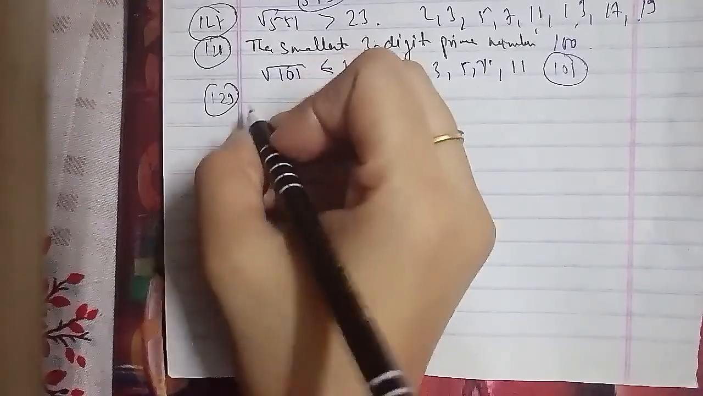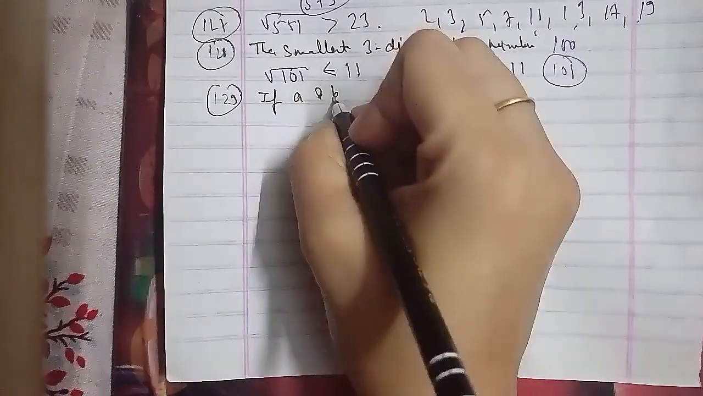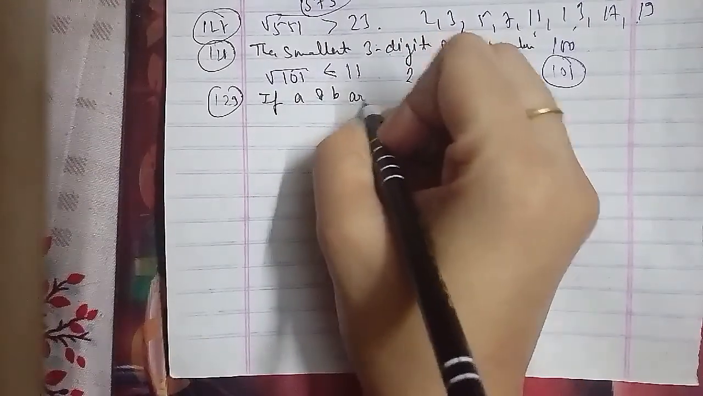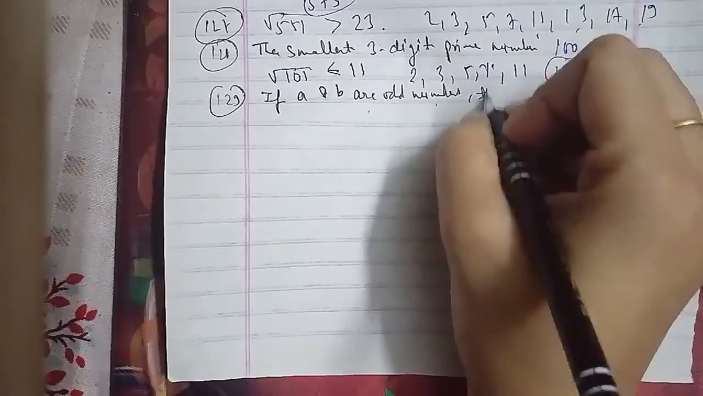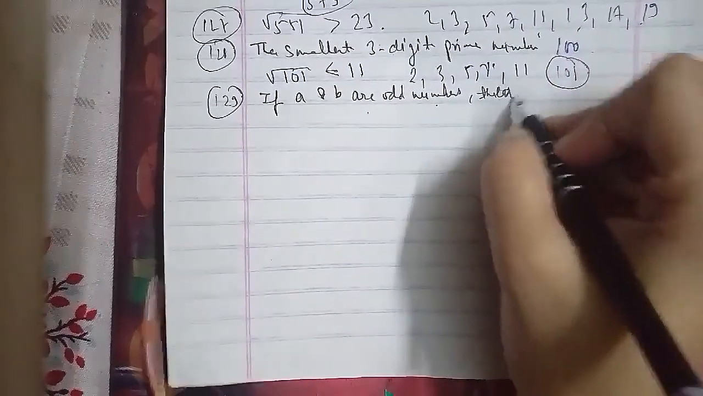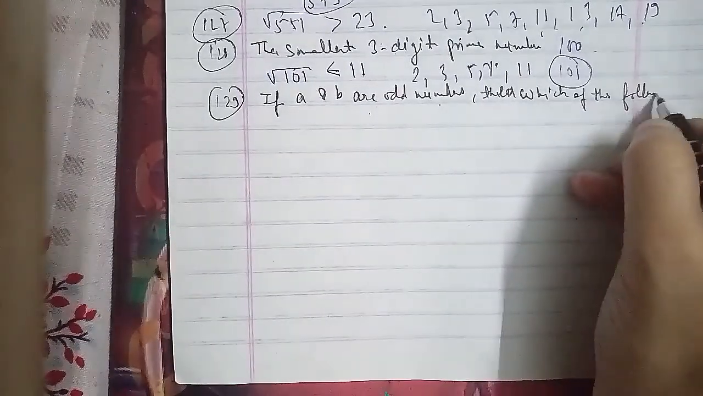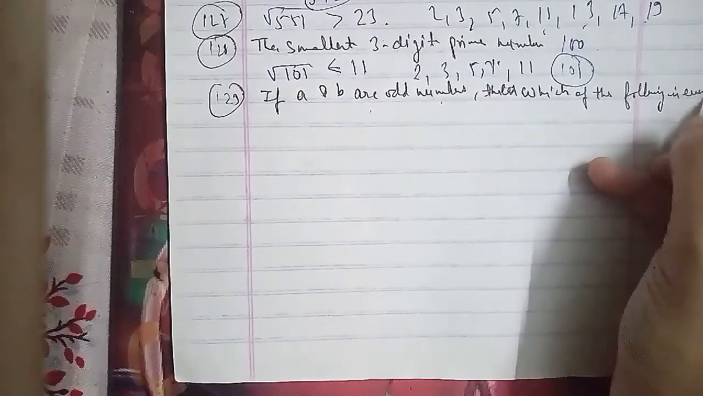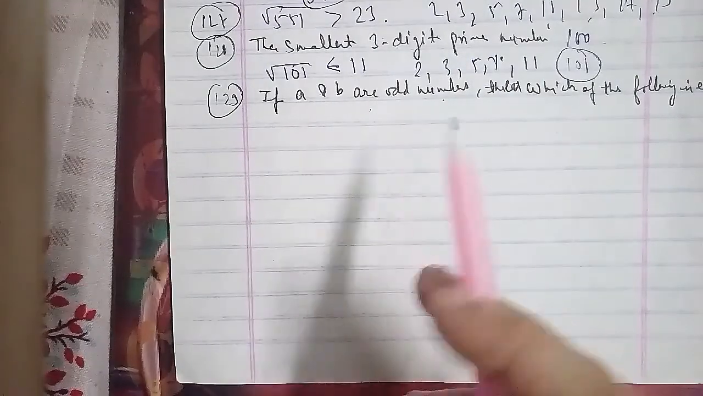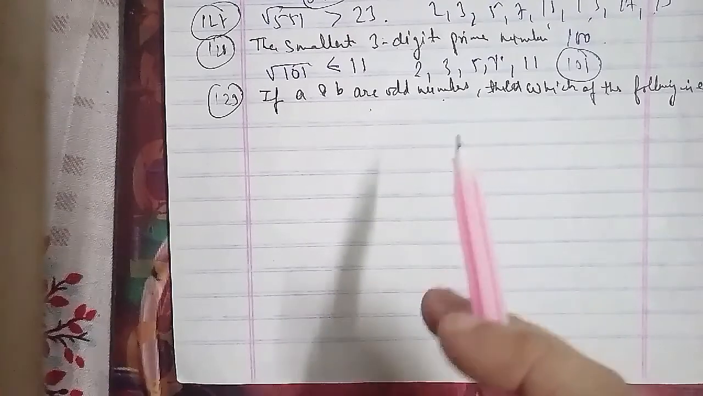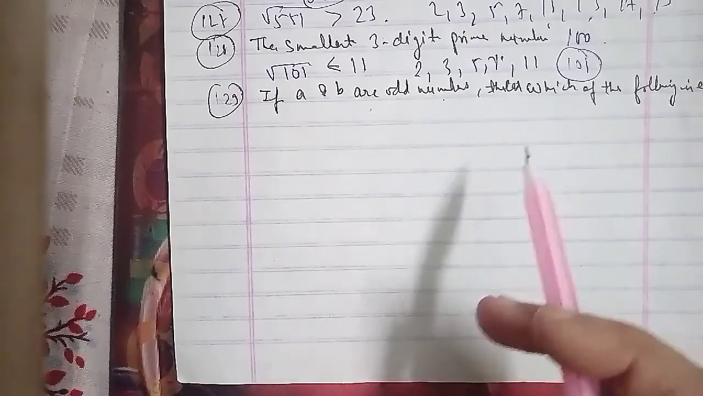So that is, if A and B are odd numbers, then which of the following is even? With options we have A plus B, A plus B plus 1, AB or AB plus 2, and none of these. So in the same case, here we'll go ahead with the fact that the sum of two odd numbers is even. So A plus B is even.